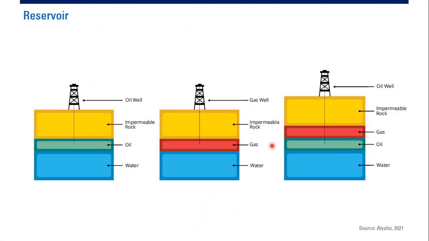Okay, and then we discuss reservoir properties. We need to understand well the properties of our reservoir. Here, for example, we have impermeable rock as the seal, the cap rock, and then oil, water, and then gas, water. Here we have a combination of gas, oil, and water.